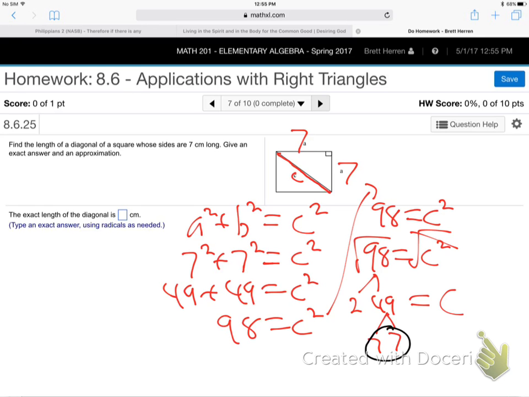2 7s in, 1 7 out to the front, huh? And what's left inside? 2. Yeah, that 2, because there was only one of him. There's our answer, 7 root 2. The 2 had to stay inside because there was only one of him. But the 2 7s in sent 1 7 out, and they're gone. You remember all that from last week, right?